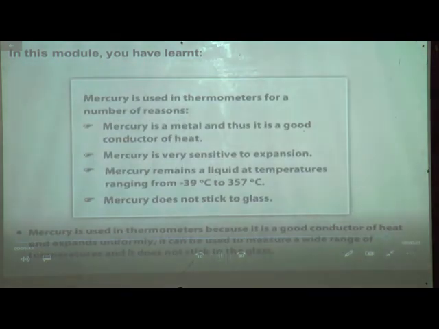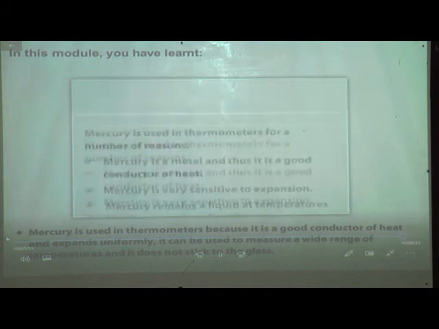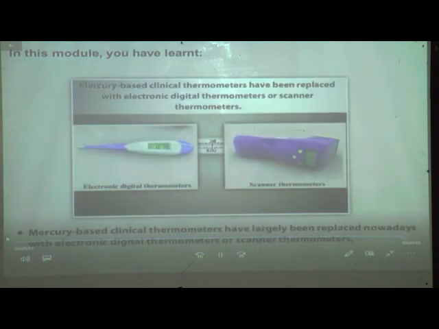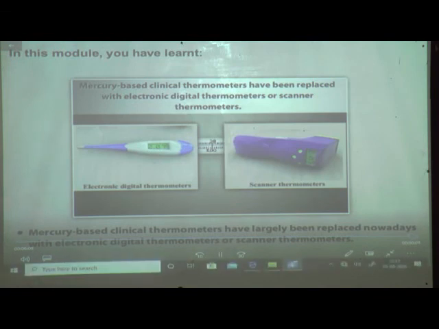Mercury is used in thermometers because it is a good conductor of heat and expands uniformly. It can be used to measure a wide range of temperatures and it does not stick to the glass. Mercury-based clinical thermometers have largely been replaced nowadays with electronic digital thermometers or scanner thermometers.